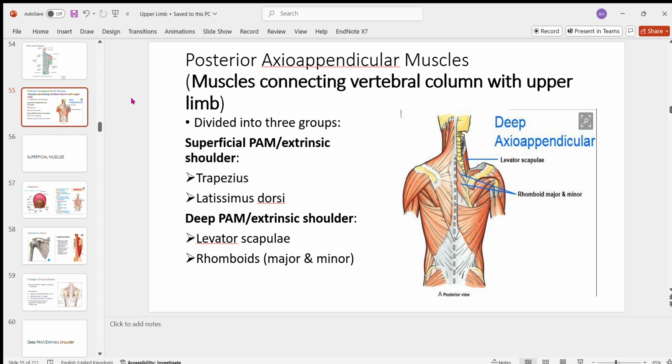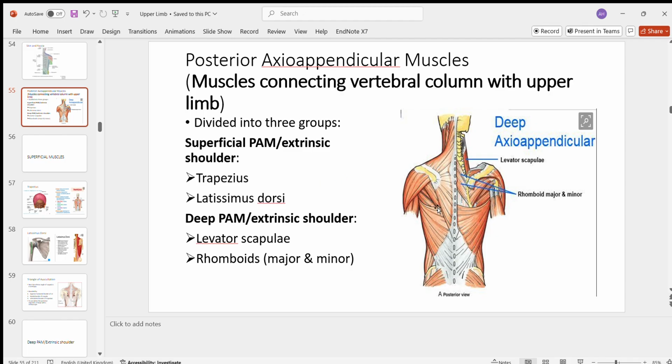Today we are going to discuss the muscles which are connecting vertebral column with upper limb. These muscles are also called the posterior axio-appendicular muscles. So these muscles are subdivided into two groups. One is the superficial group and one is the deep group.